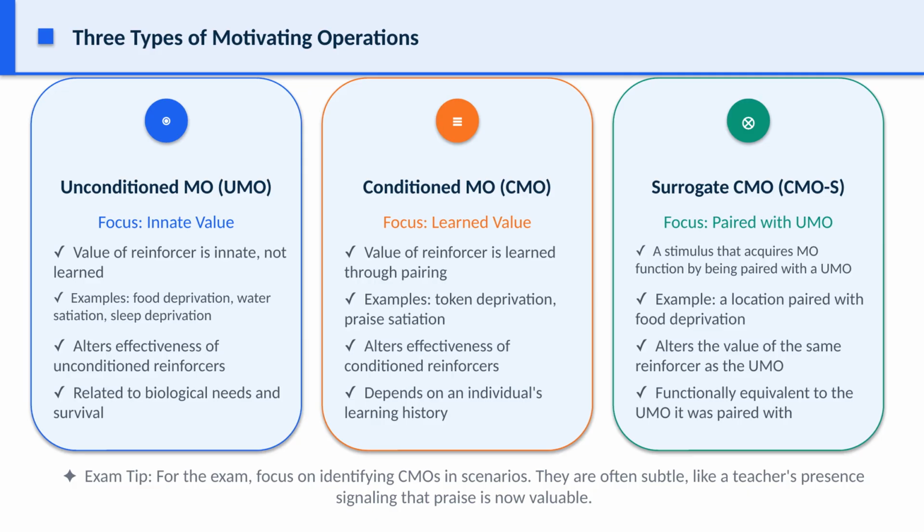On the exam, you'll need to distinguish these from stimulus control. Motivating operations alter the momentary value of a reinforcer, while stimulus control involves a stimulus that signals the availability of a reinforcer and evokes a specific behavior. Understanding this difference is critical for designing effective interventions.